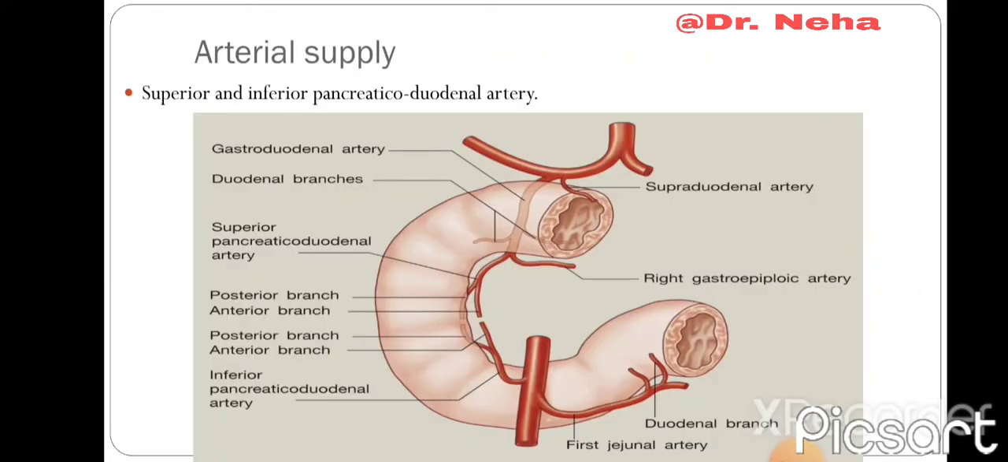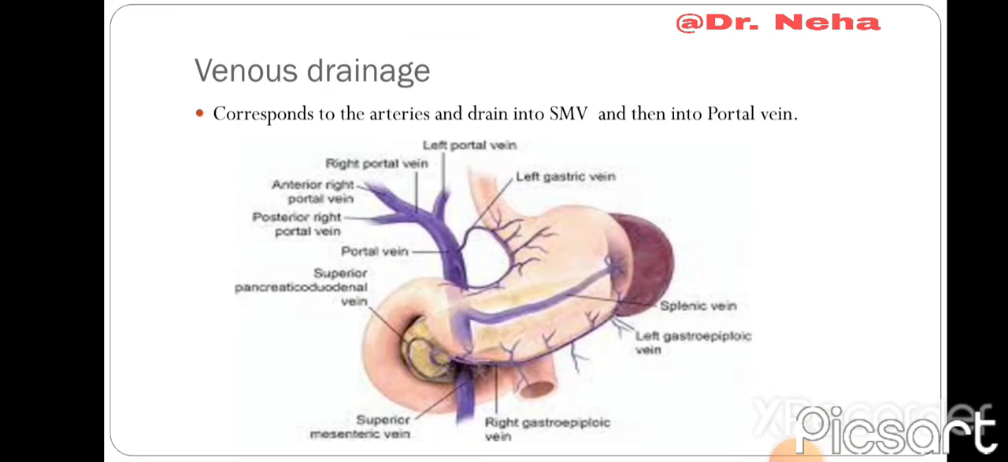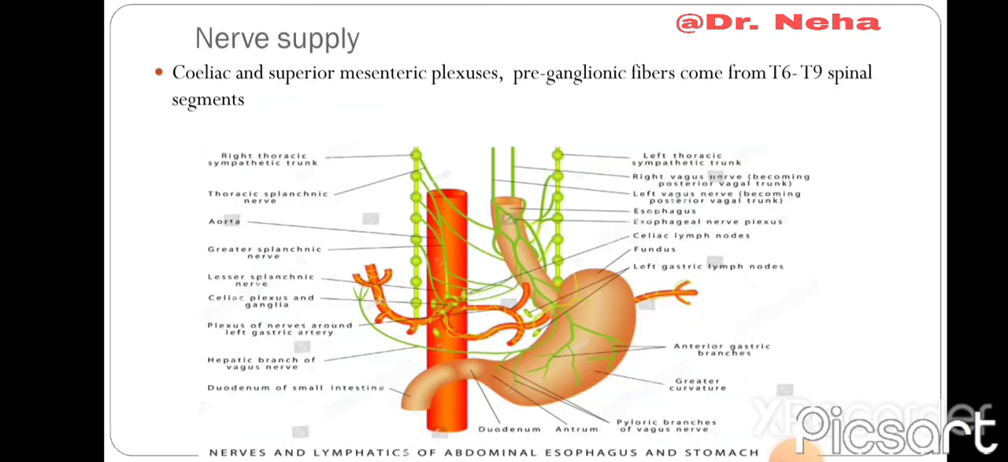Now we come to the arterial supply of the duodenum. It is supplied by superior and inferior pancreatico-duodenal artery. Venous drainage. The veins correspond to the arteries and drain into superior mesenteric vein and then into portal vein. Nerve supply. It is supplied by celiac and superior mesenteric plexus.